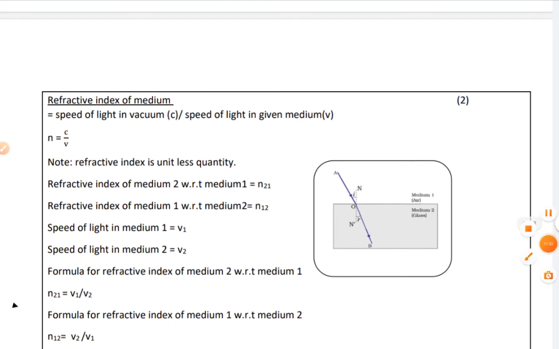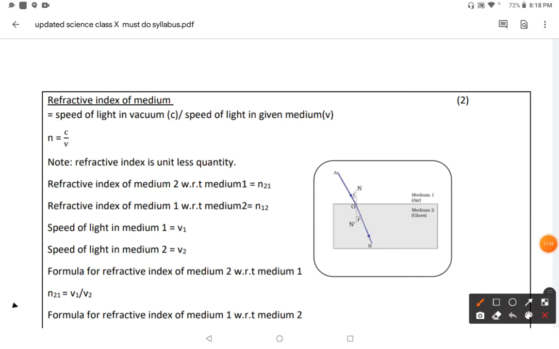And what is the refractive index of a medium? If we find the refractive index of the medium, what is its formula? It is the speed of light in vacuum divided by the speed of light in any medium. In vacuum, the speed of light is always constant, its value is 3 into 10 to the power 8 meter per second. And you have to note that refractive index is a unitless quantity because speed upon speed cancels out, so it is a constant value and it has no SI units.